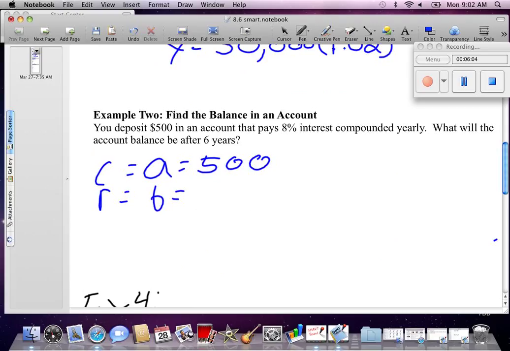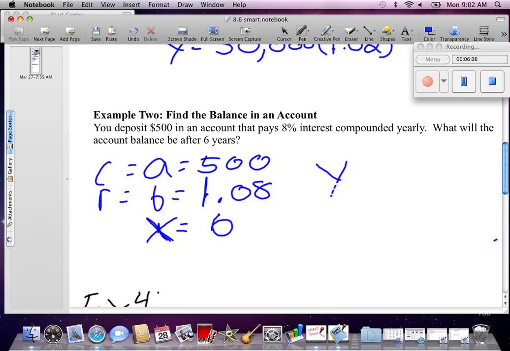Yusuf, what's my R, my rate, or B? Kirsten, you want to help me out? It's going to be 8%, so I'm going to put 1, because we always add 1 to it, 0.08. And then what is my X or my time? Michael, you want to tell me what my time is for example 3? 6, thank you. So now we just fill this in.